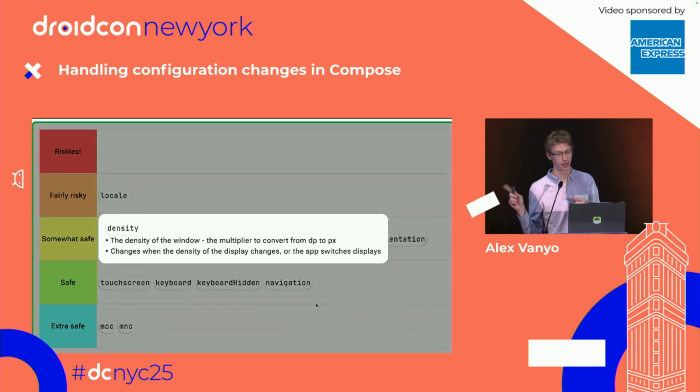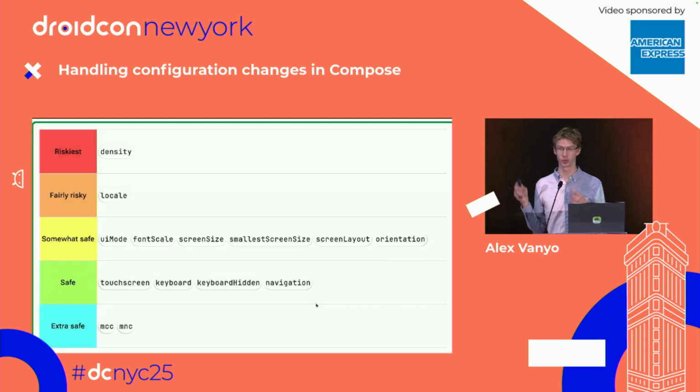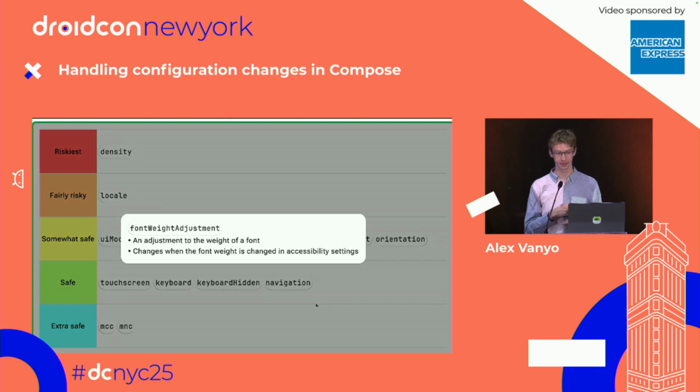Next, density. The density of the window. This is a multiplier to convert from DP to pixels, and this can change when the density of the display changes, or again, if the app is switching which display it's on. This one is really risky. I think that most apps have probably never checked what actually happens here, and this impacts literally every single pixel in your entire app of how it's displayed. So I'm putting that one pretty risky.